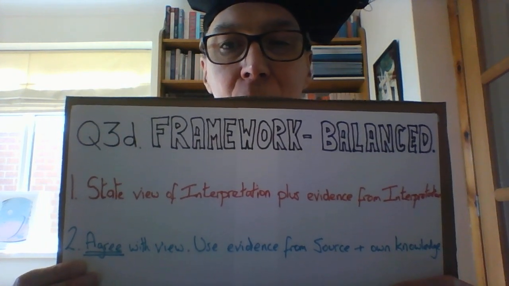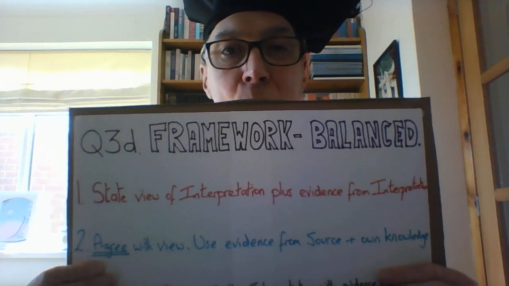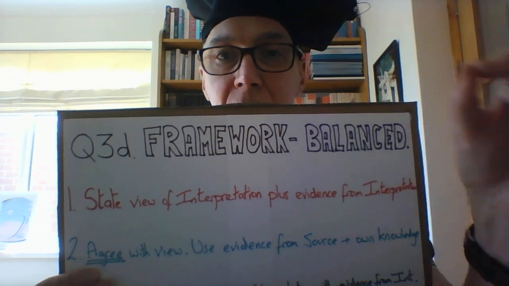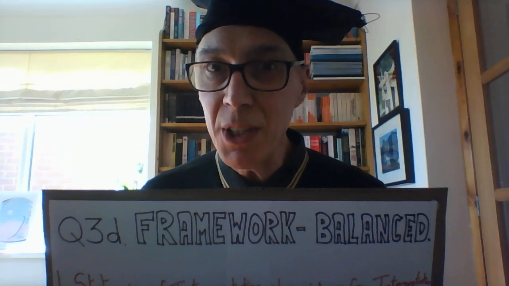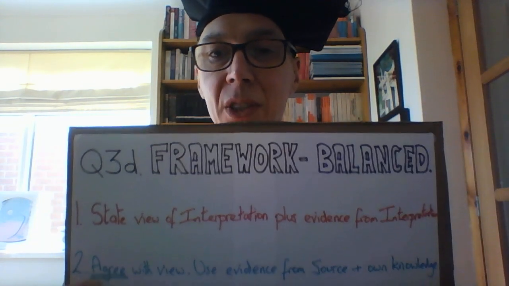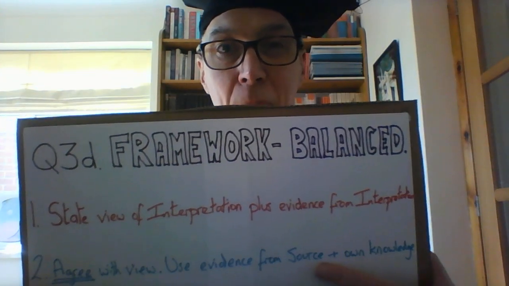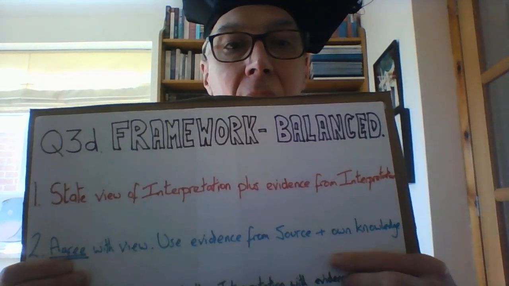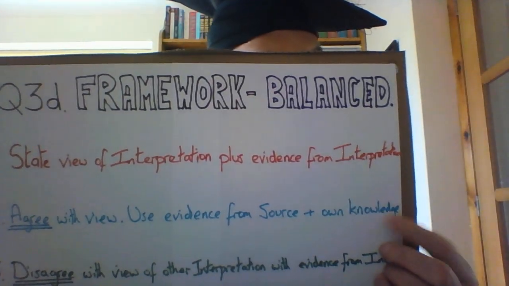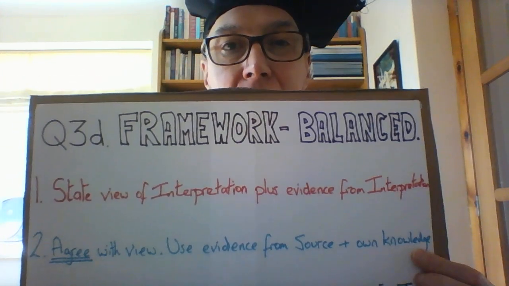Stage 2, step 2. Show how you could agree with this view, agree with this opinion, agree with this interpretation, and use evidence from the source that backs it up. You'll already have that from question 3C. And of course, this is where you can use your own knowledge of the historical context of what was happening at that time. So go back to the idea of balance.